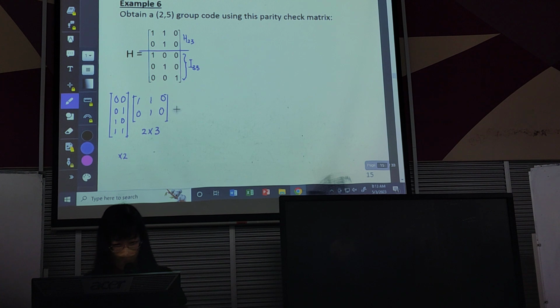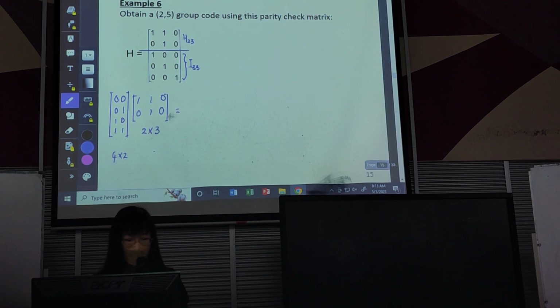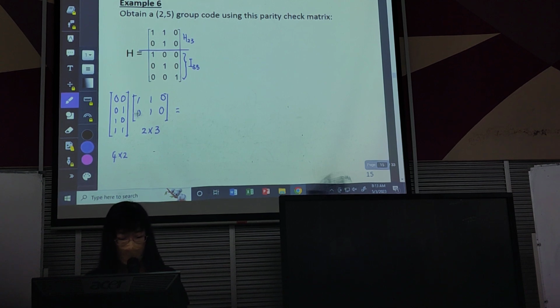Now, we will multiply these two first, and the outcome should be 4x3, 3 bits. Okay, look at the row here and the column here. We take the first row and multiply with the first column. 0 multiply 1 is 0, 0 multiply 0 is 0. So the first one is 0. Then you take the first row, multiply the second column. Both are 0, correct? So both 0 means 0 here. Then you multiply with the third column, also 0. So you will get 0.